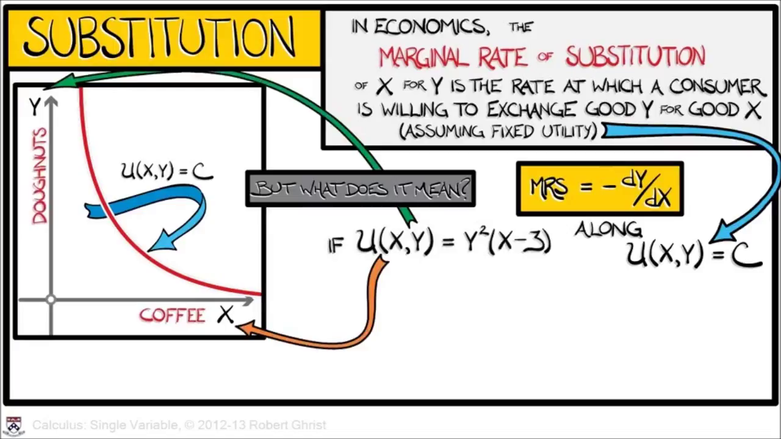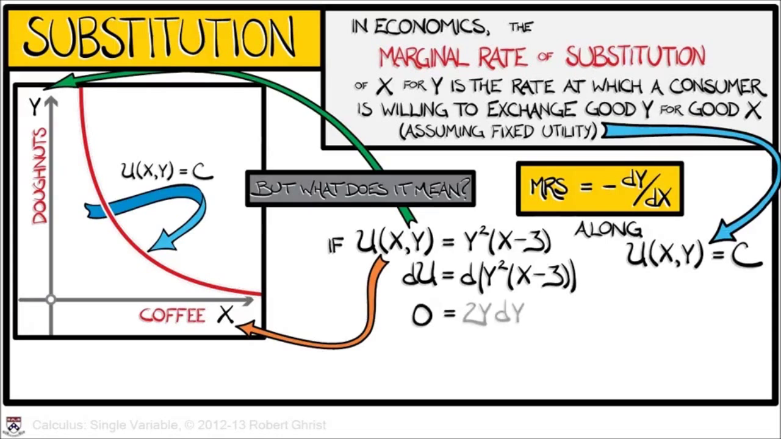Let's say that x is the amount of coffee I have, y the amount of donuts that I have, and my utility function, u, is y squared times quantity x minus 3. In this case, differentiating that equation gives me du equals d of quantity y squared times x minus 3. Now, since I'm along a fixed utility curve, u is a constant, so du is 0.